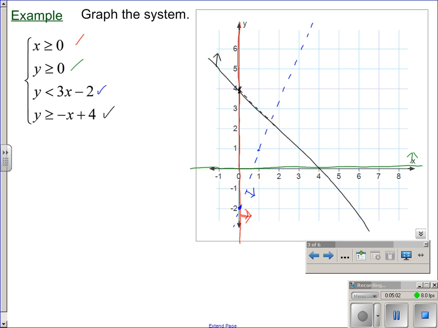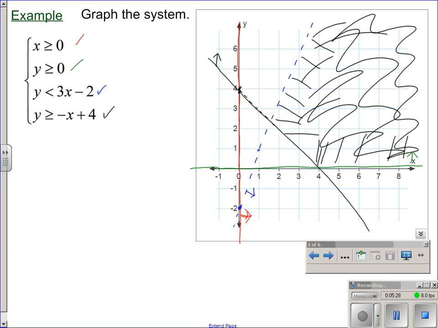Our solution region, we have to be above the x-axis. We are shading above the black line. We are shading on this side of the blue line. And, you know, we were shading on the right side of the red line, but that's already taken into account with these other lines.